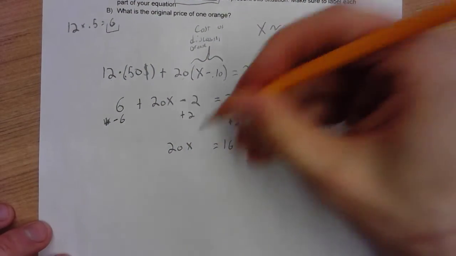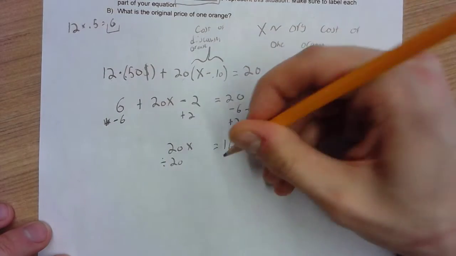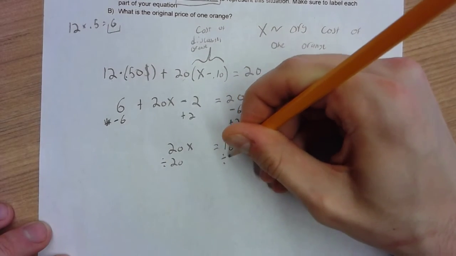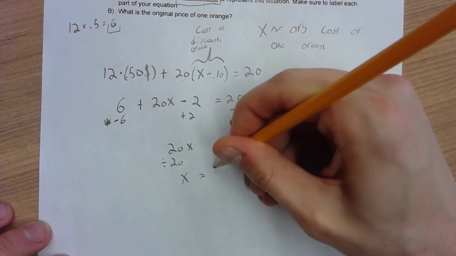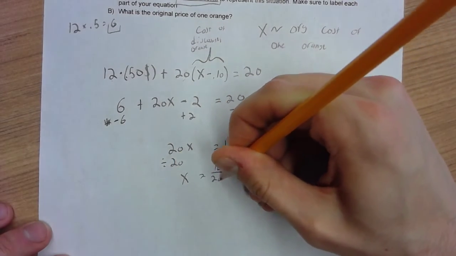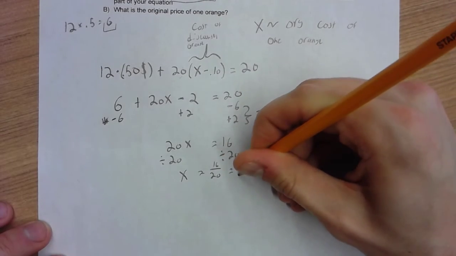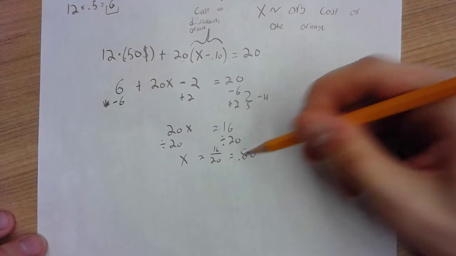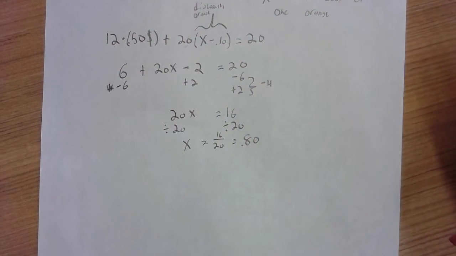Now for our final step, we can get this x by itself. We do that by dividing by 20, the opposite of multiplication. So dividing by 20 on both sides. And what we're left with here is x equals 16 over 20, which is going to get us 80 cents per orange.